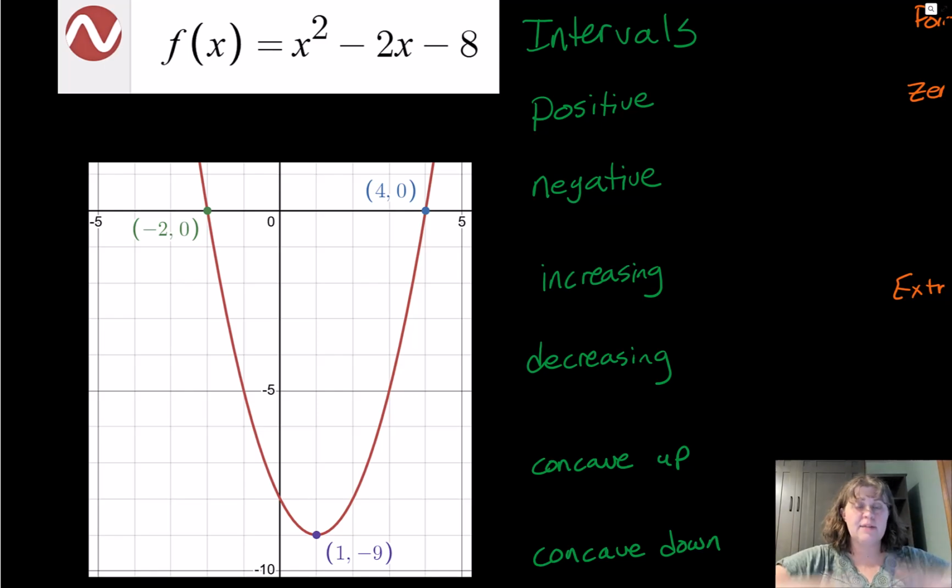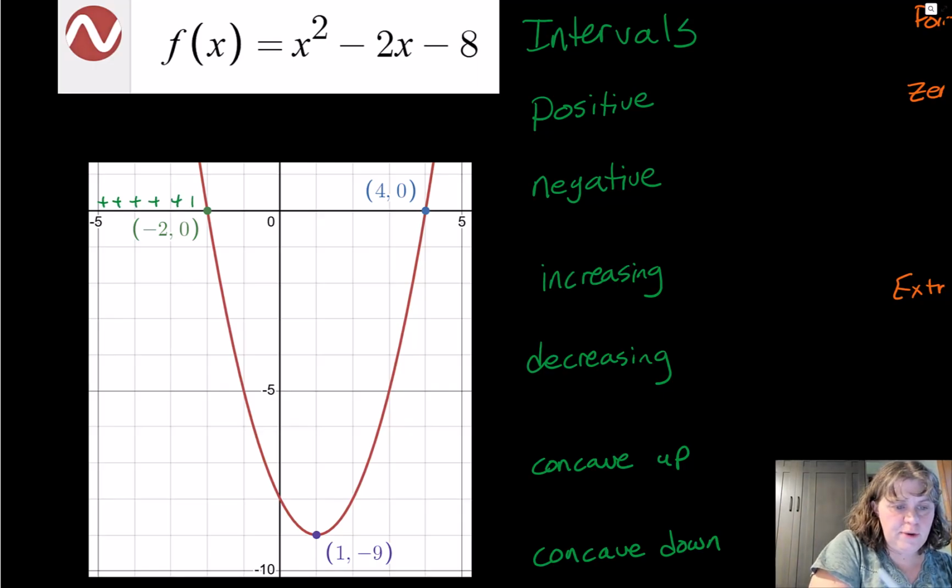Things below the x-axis, those are negative. So I've got positive, positive, positive, all the way, and then I hit the x-axis. So now I can swap, and I've got negative values, and then I hit the x-axis again. Now these guys can be positive.